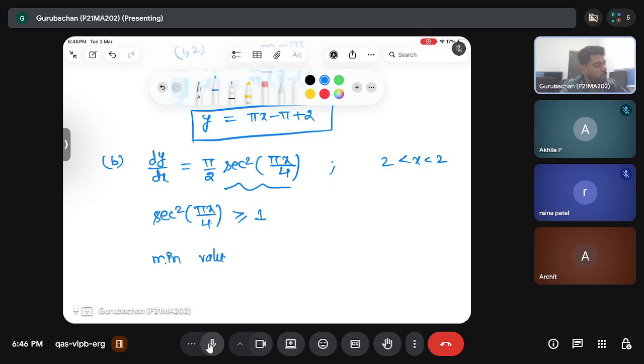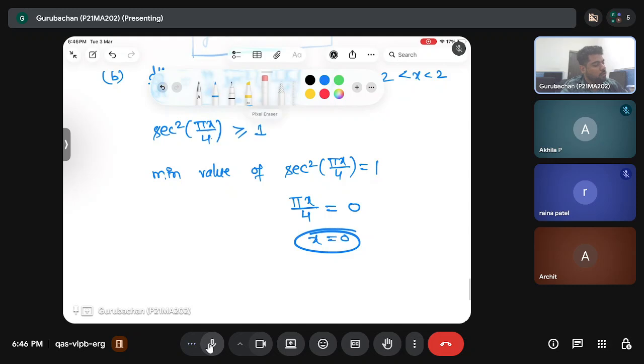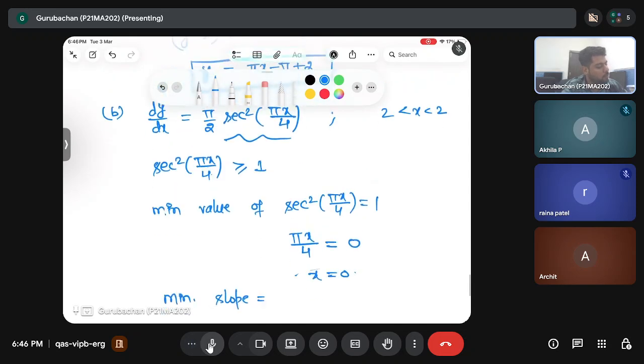The value of sin(pi x by 4) is 1, and it will be attained when x equals 0. So at x equal to 0 you will get the minimum slope, and what will be the value of that minimum slope? Sir, the minimum slope will be pi by 2.